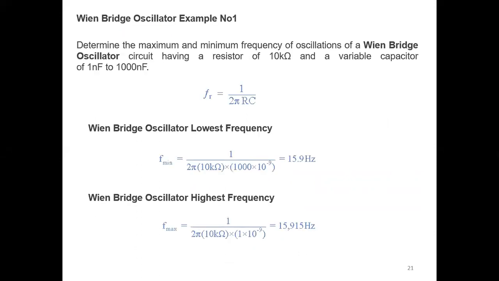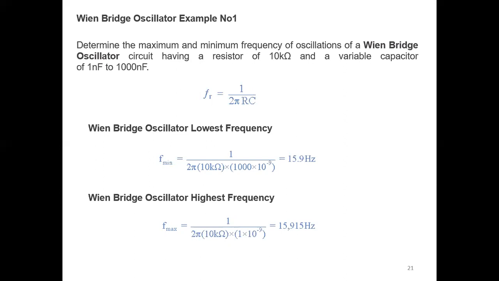Wien bridge oscillator example: determine the maximum and minimum frequency of oscillation of a Wien bridge oscillator circuit having a resistor of 10 kilo ohm and a variable capacitor of 1 nanofarad to 1000 nanofarad. So F R is equal to 1 divided by 2 pi RC. The Wien bridge oscillator lowest frequency, F min, is equal to 1 divided by 2 pi into 10k into 1000 into 10 to the power minus 9, which is equal to 15.9 Hz.